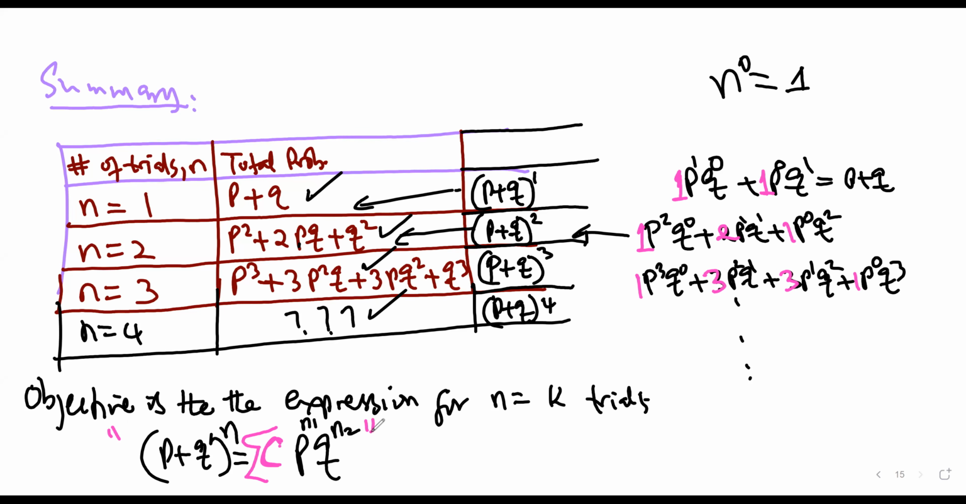It will be some summation of a constant multiplied by P raised to some power and Q raised to some power. You notice that if you add the powers of P and Q, like in this scenario, 2 plus 0, 1 plus 1, 0 plus 2, you will get 2. And this is the same as the number of trials. If you add the powers, you will get n. So in this case, n1 plus n2 will be equal to the number of trials. Okay. So the correct format of the formula that we need to write here is as follows.